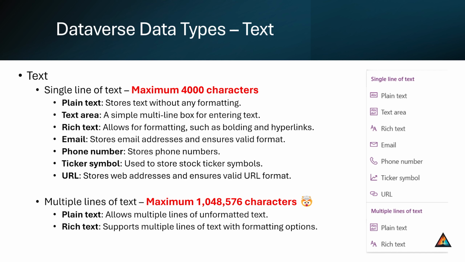The key thing about email, phone number, ticker symbol and URL is that they typically have some kind of formatting in them to ensure that the right kind of data is stored, so that the functionality of those works when it's being displayed inside of an application. Something that's key when you consider the single line of text is that there are only 4,000 characters allowed for each of those. To go a bit further, let's take a look at what this looks like inside of Dataverse.